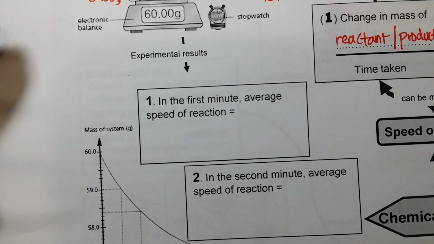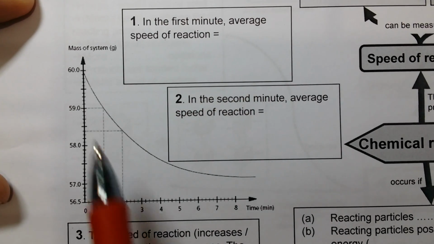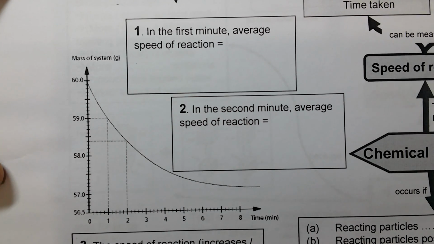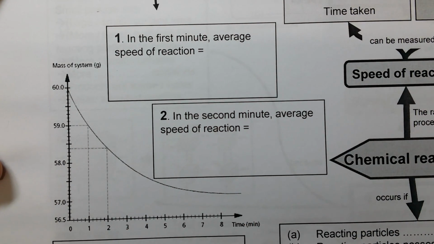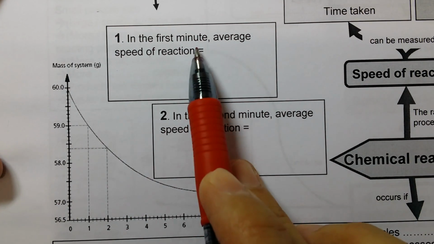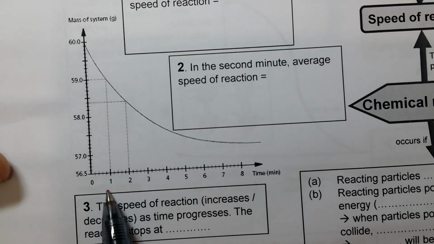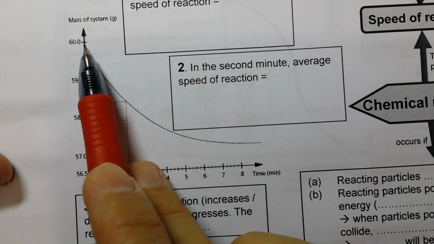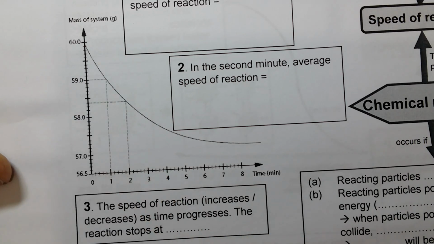Now let's look at the graph here. We can plot the mass of the system, which is basically the mass of the flask, against time. In the first minute, what is the average speed of the reaction? First minute means time equals 0 to time equals 1, which means from here to here. So we can read the drop, the reduction in the mass. The reduction in the mass is from 60 to 59.